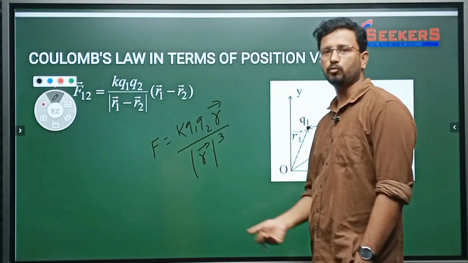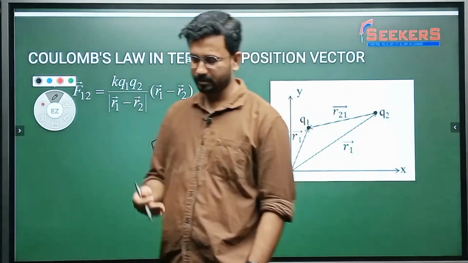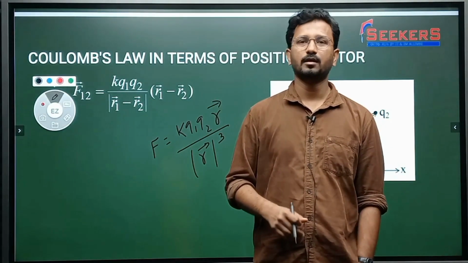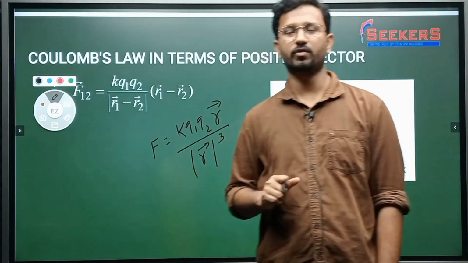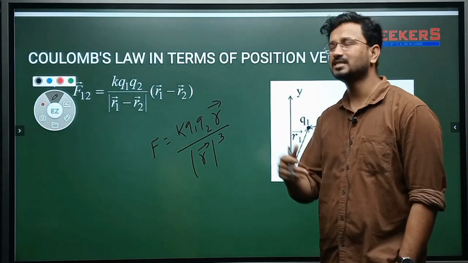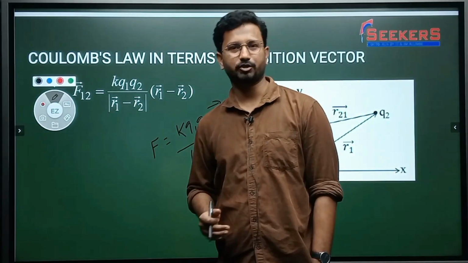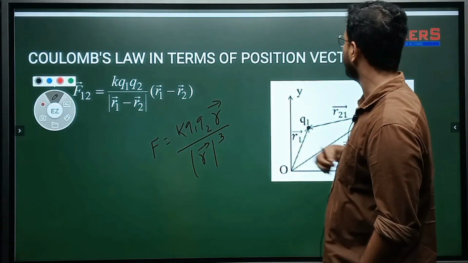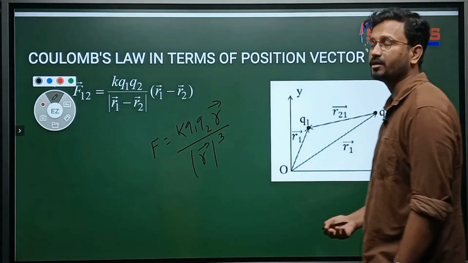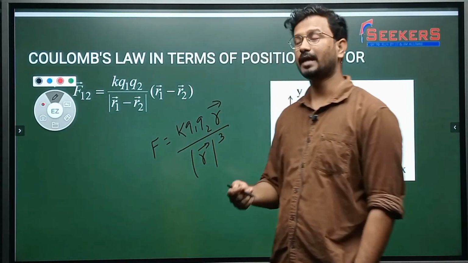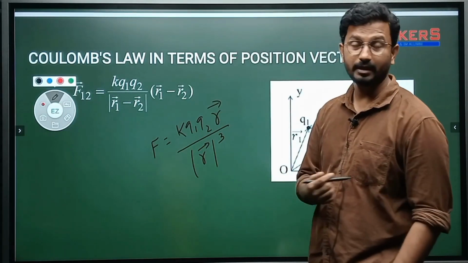Why do we need to study Coulomb's law in vector form? Because from the previous slide, it was written as F is equal to K Q1 Q2 by R square. That just gave you the magnitude of force; it didn't give the direction of force. But if you write Coulomb's law in terms of position vector, or in vector form, it will give you the magnitude plus the direction also. How can it give the direction?